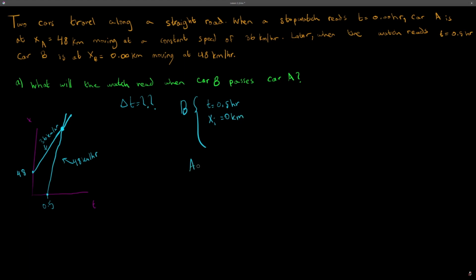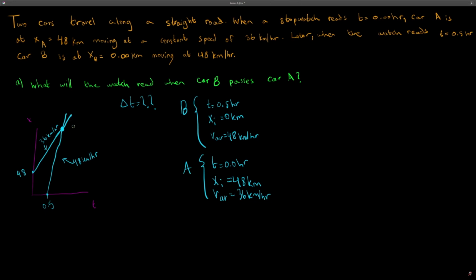Now for B, we don't know the acceleration, but we know the velocity, so v average is 48 kilometers per hour. Now for car A, we can list them out. So t is equal to 0.0 hours, then x initial is equal to 48 kilometers. And their speed is 36 kilometers per hour, so average velocity is 36 kilometers per hour.